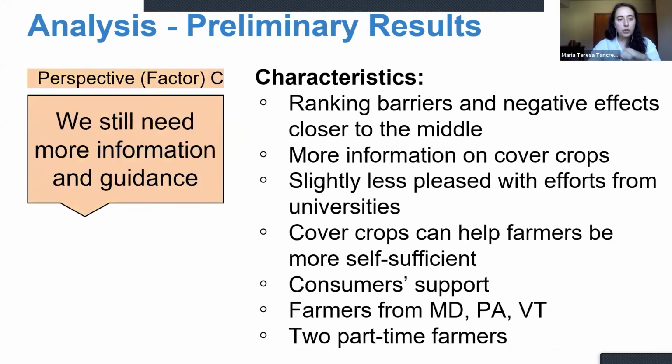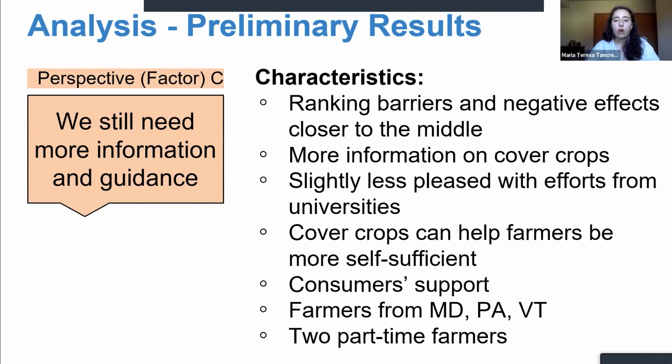Moving on, perspective C. Farmers in this group talked about the need for more information and guidance. They tended to rank barriers and negative effects closer to the middle, so a little higher than farmers in other groups. And so they were maybe a little more skeptical than other farmers about cover crops. They talked about the need for more information on cover crops. They were still pleased with the efforts from universities in talking about cover crops, but maybe slightly less pleased than other factors.